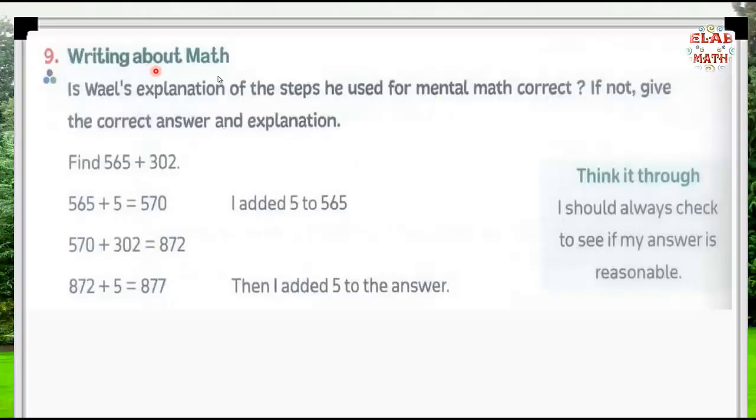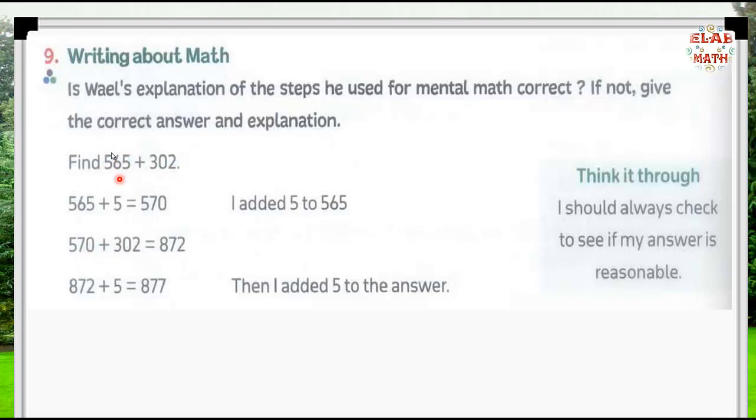Number 9, writing about math. Is Wael's explanation of the steps he used for mental math correct? If not, give the correct answer and explanation. Find 565 plus 302. 565 plus 5 to be 570. I added 5 to 565. After that, 570 plus 300. Instead of 565, we make addition between 570 plus this number, 302.